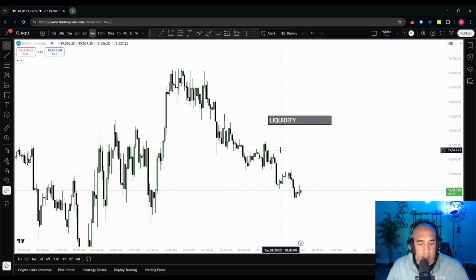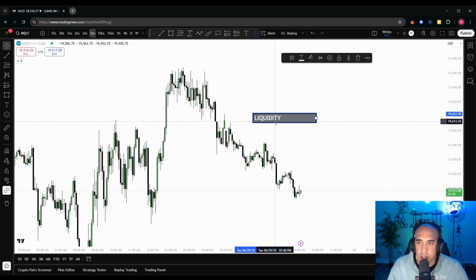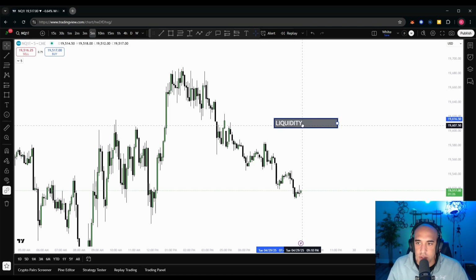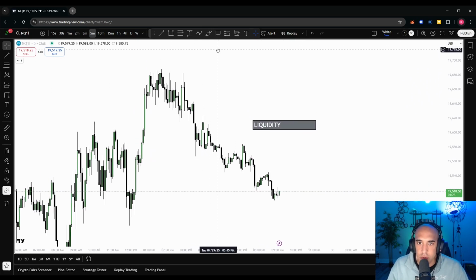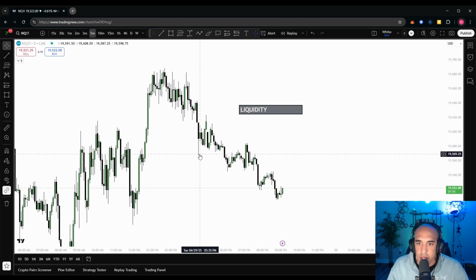Now, when you hear the term liquidity, a lot of people at home probably think, how much money do I have available? How liquid is my bank account? You've heard that before. Well, the way I want you to think about liquidity in the stock market is basically where a stop loss is resting. Where do people have orders sitting and so forth. In a nutshell, liquidity is basically all your highs and lows on the chart.